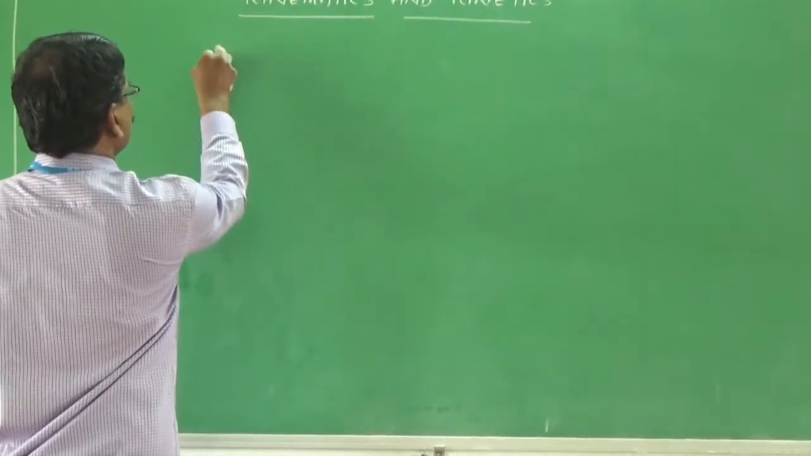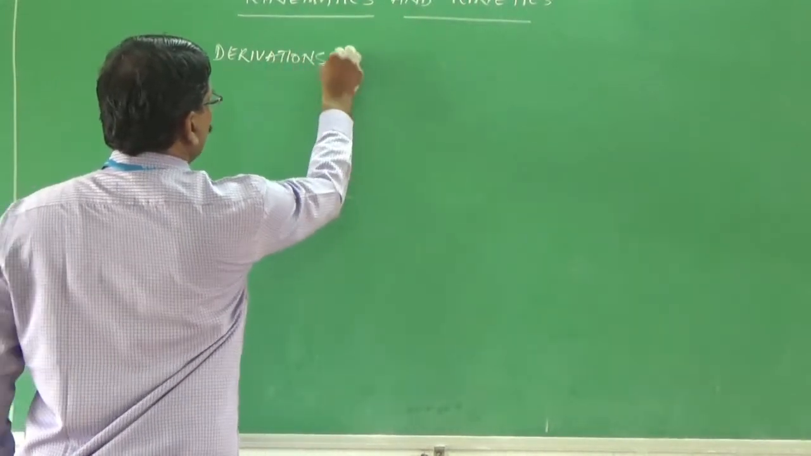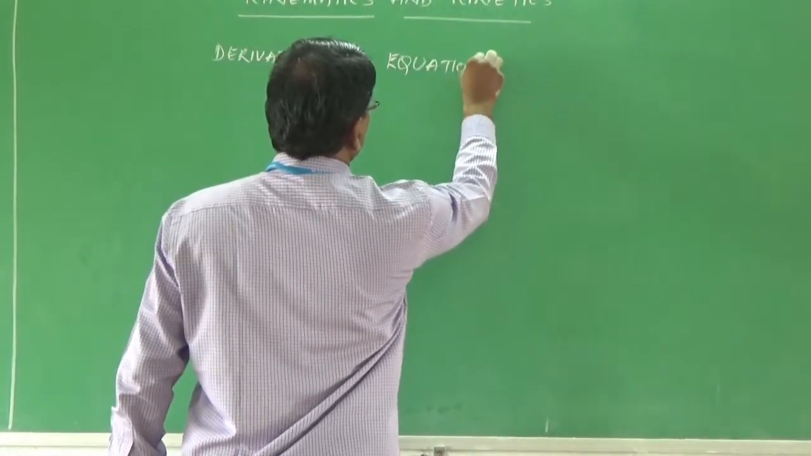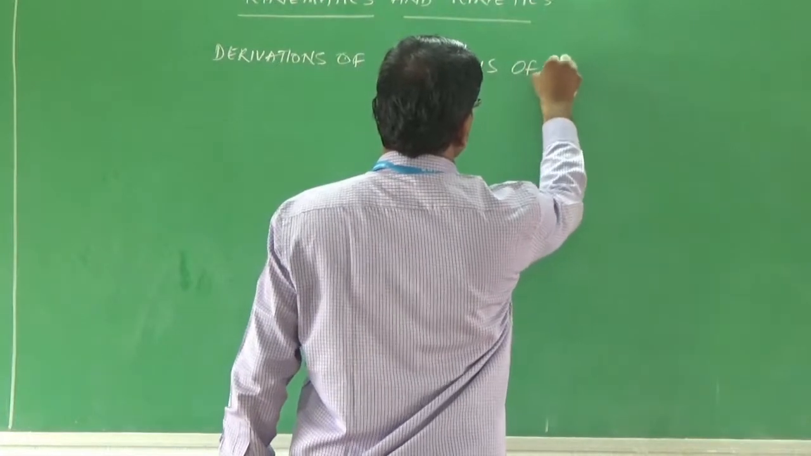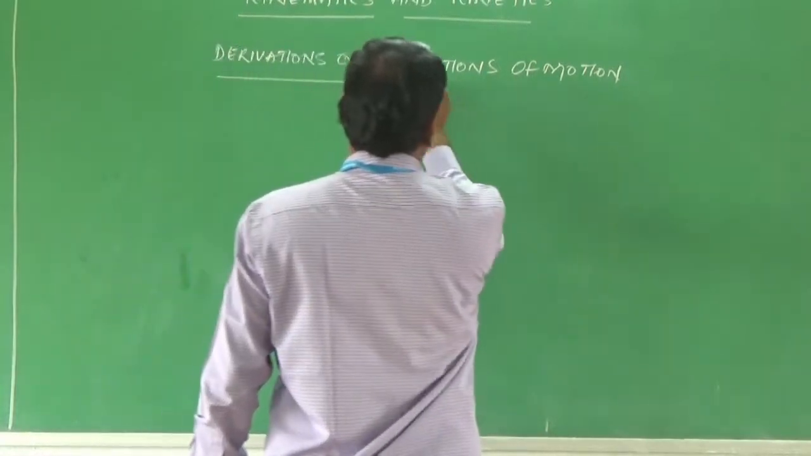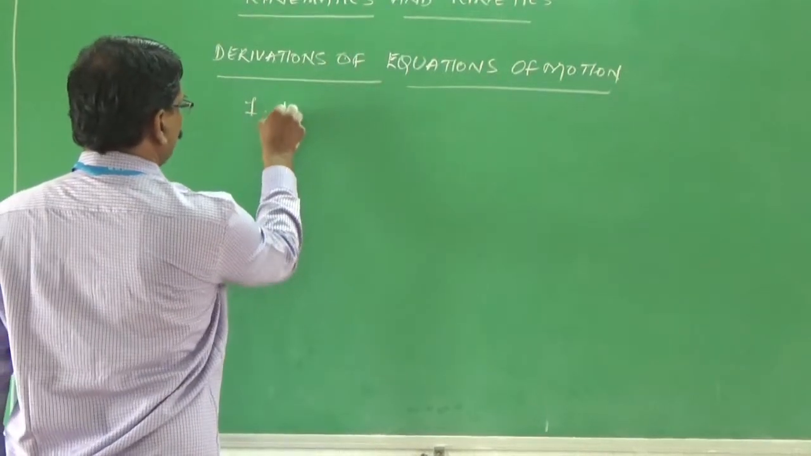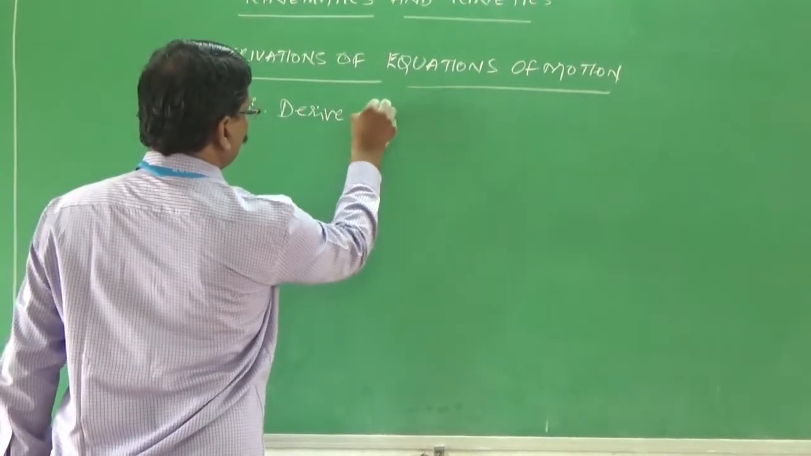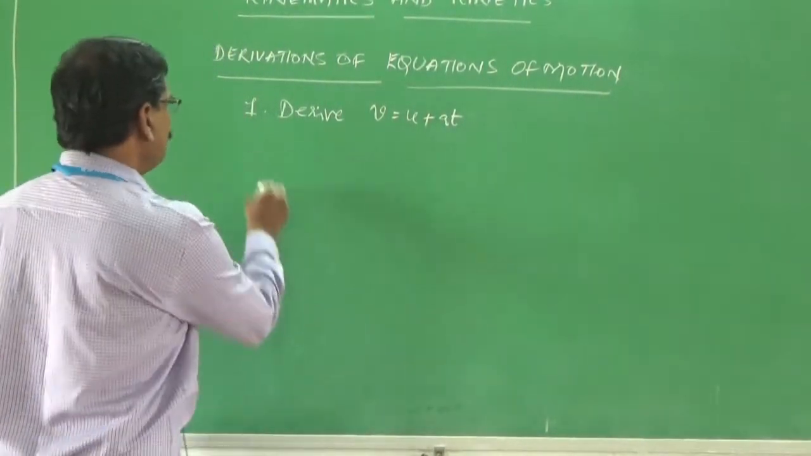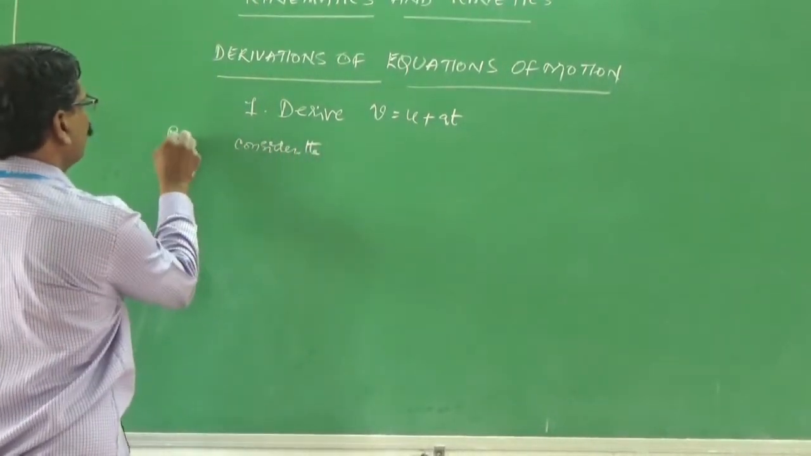Derivations of equations of motion under gravity. The first one is v is equal to u plus at. Derive v is equal to u plus at. Let us see this. Consider the proof.